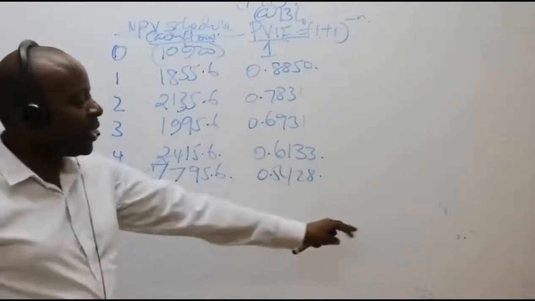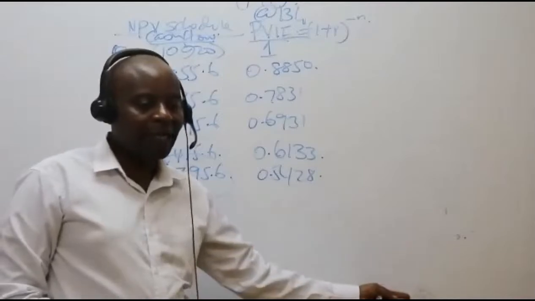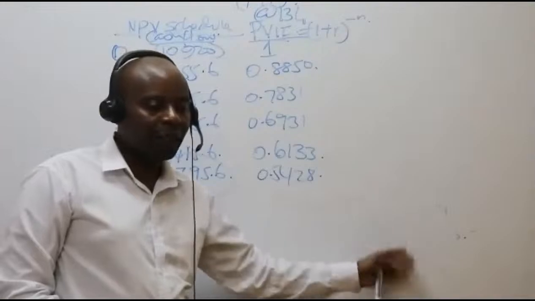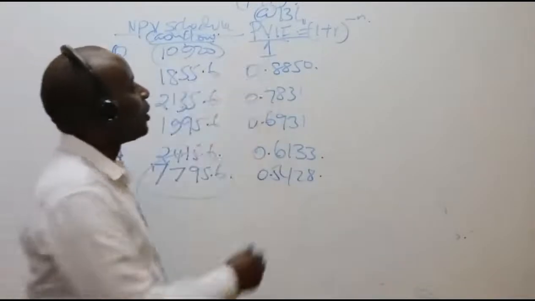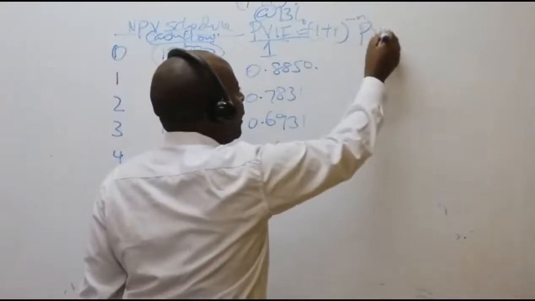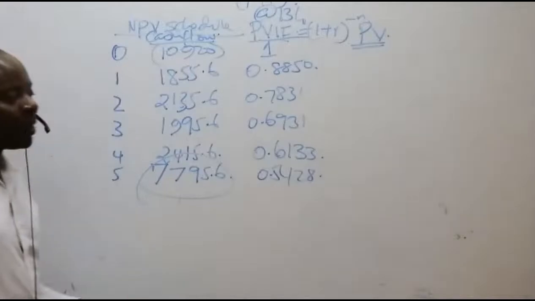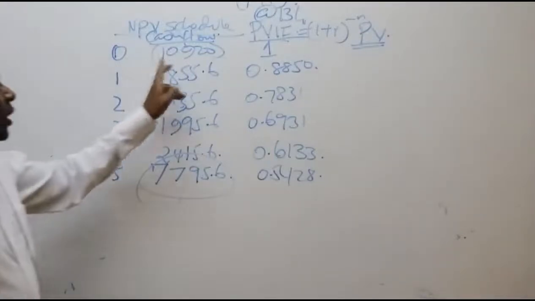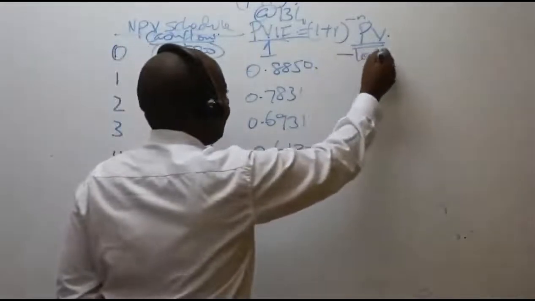Remember this figure in year number 5. We had our operational cash flow. We came and added our terminal cash flow. Now, having gotten this, ladies and gentlemen, come and multiply this to give us our discounted cash flows, to give us our present values. So present values, what do we have? 10,920 times 1. So this gives me negative 10,920.